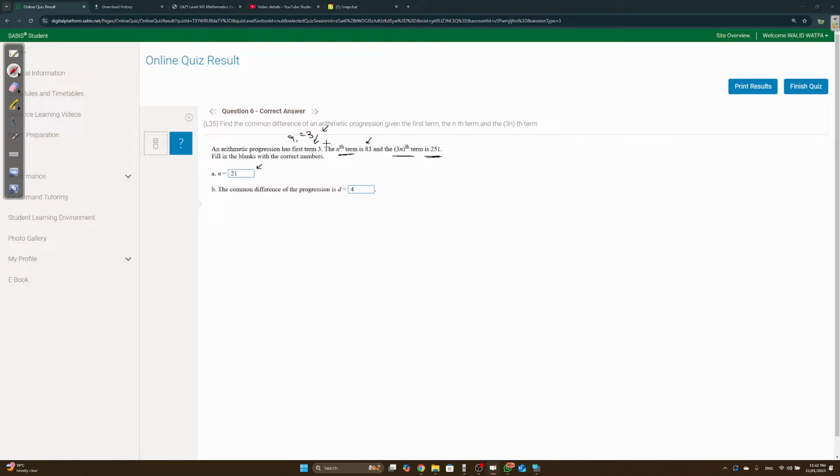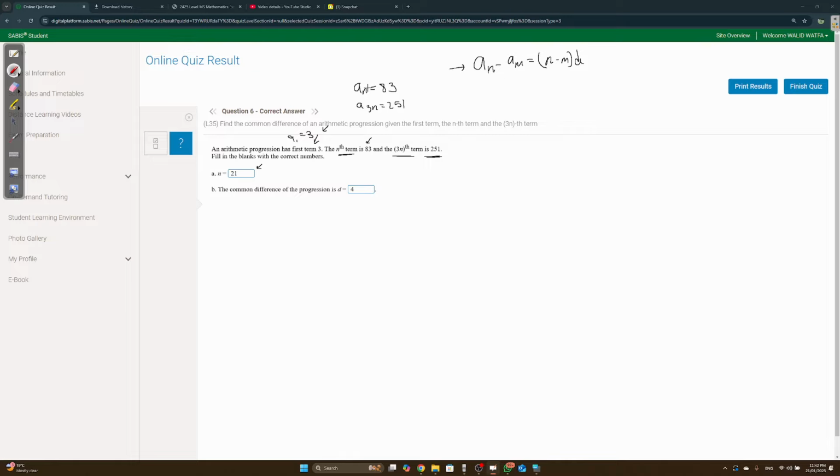Our given is a1 equal to 3. Our given also is an is equal to 83. And our given is a3n is equal to 251. Okay. What do we know? We need to find n and d. What mixes n and d? What formula? Obviously, when you're using two terms, always use an minus am is equal to n minus m d. Right? We're going to use this formula.